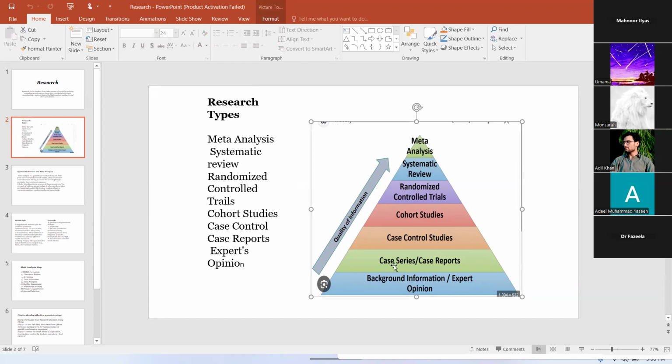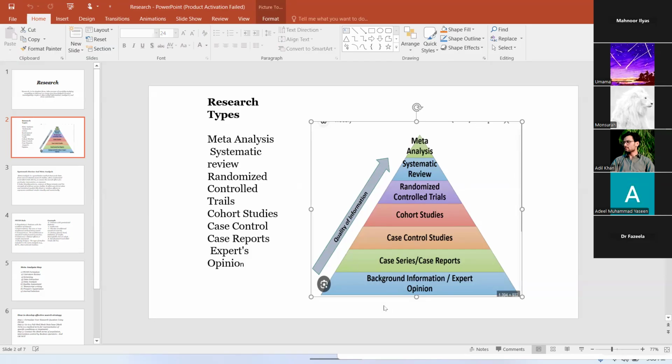Now come towards case series and case reports. Case series and case reports are short papers in which, if we encounter a rare case, we write a short paper on it. We can't say we give information to the editor, but we write a short paper on this. So this is called a case report.